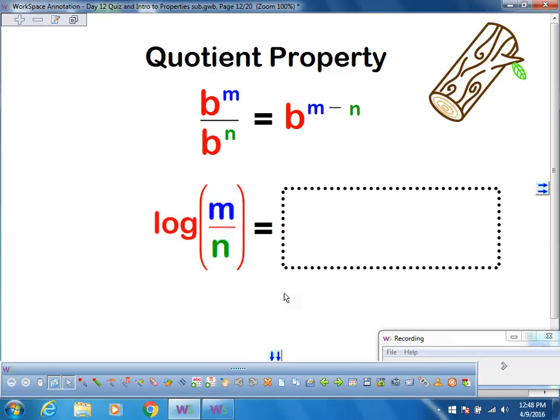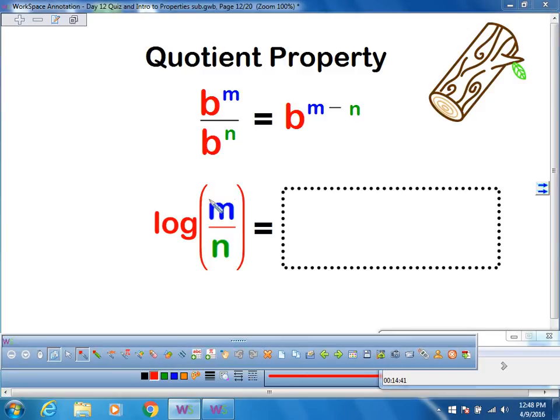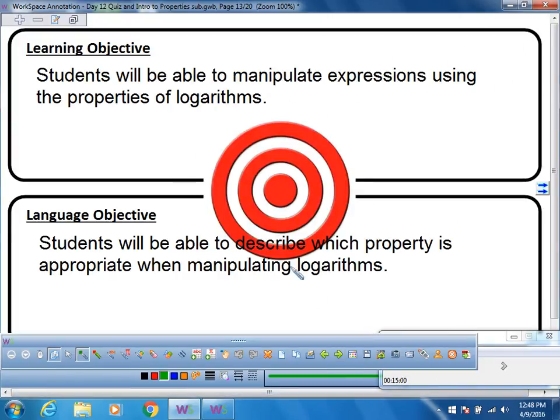Well, let's use the quotient property with logarithms. So hopefully by now, you can sense that I'm going to have log m, and we're going to subtract log n. So let's use these properties. Students will be able to manipulate expressions using the properties of logarithms. Students will be able to describe which property is appropriate when manipulating logarithms.